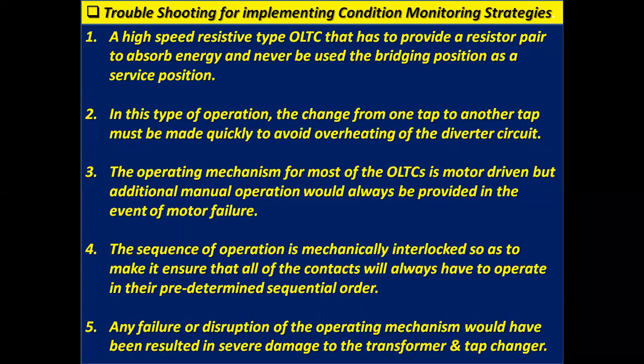Troubleshooting for implementing condition monitoring strategies. 1. A high-speed resistive type OLTC has to provide a resistor pair to absorb energy and never be used in the bridging position as a service position. In this type of operation, the change from one tap to another tap must be made quickly to avoid overheating of the diverter circuit.